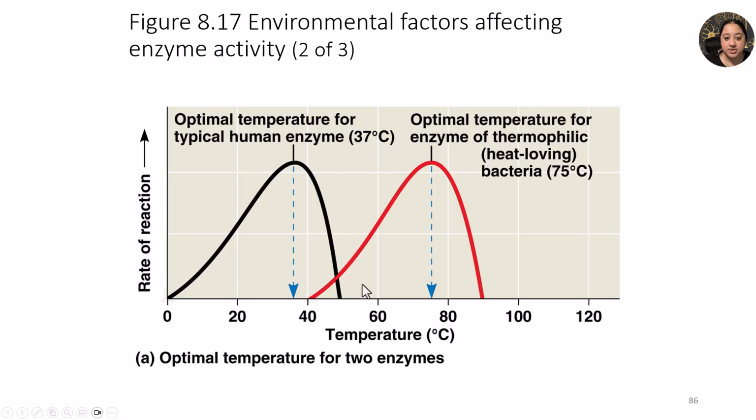This red line to the right is going to show you a thermophilic bacteria's enzyme. So the temperature is going to be even higher. As you increase, it'll go up, and this one up to 75 degrees Celsius. And then again, past that, the enzymes will denature. So it just depends on what the enzyme is and what organism it typically is in.